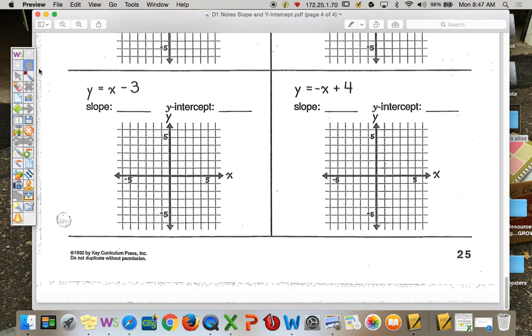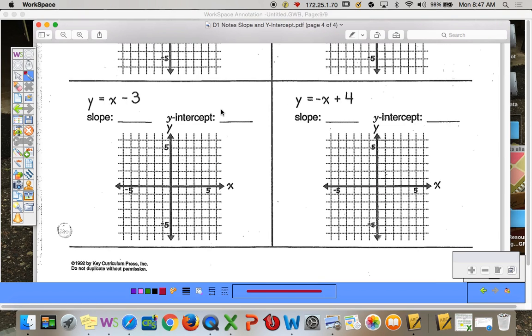If you just see x by itself, the y-intercept is, here it's -3. The slope would be 1. So again, if it's just x, there's an invisible 1 there. So this one, start at -3 and go up 1 over 1. Up 1 over 1.